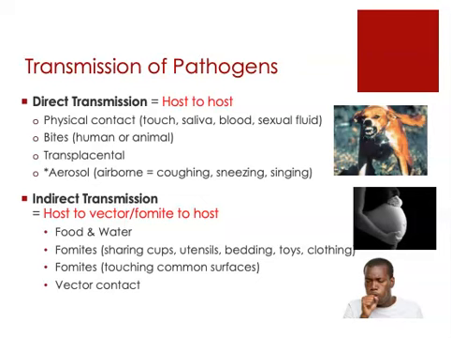So, with regards to direct transmission, there are several ways that it occurs. First is just plain old physical contact, and that may include touch. It might include spreading saliva. It might include the transfer of blood or sexual fluids. Bites are a way for direct transmission to occur. That can be human to human bites or animal to human bites. One you may not think of right away is transplacental transmission. That's a form of direct transmission from mother to developing fetus through the placenta.